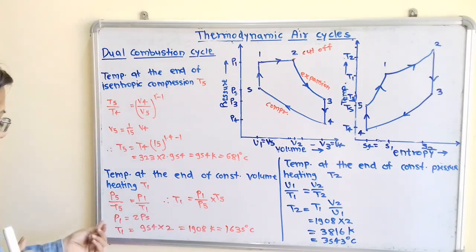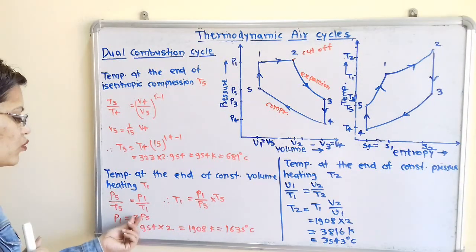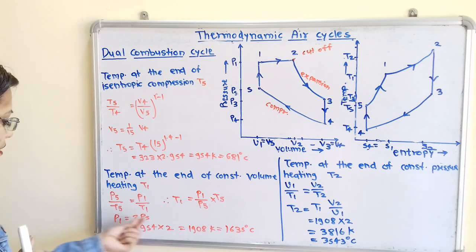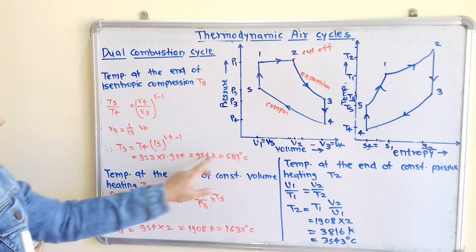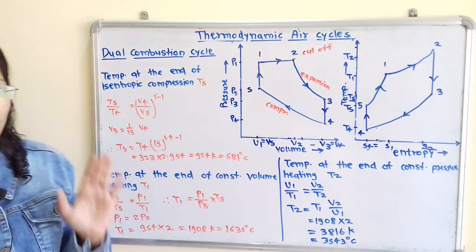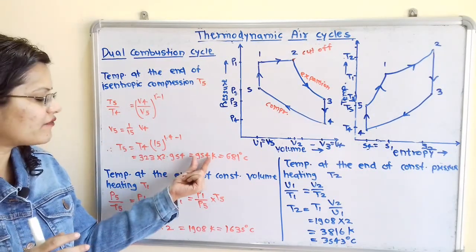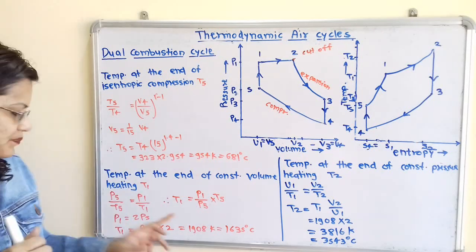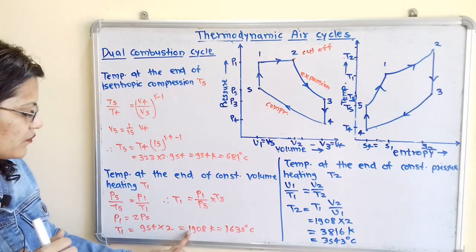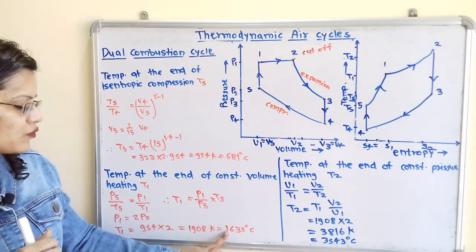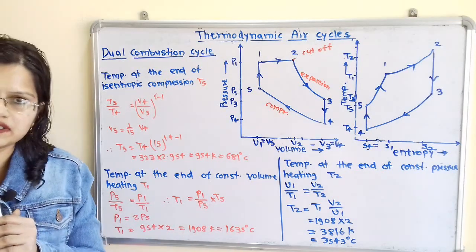But in the given data, it is given P1 is equal to 2P5. So we can develop here P1 by P5 is equal to 2. And T5 is known, that we have calculated earlier. So one thing is that we have to take values only in Kelvin. So here T1 is equal to 954 into 2, that is 1908 Kelvin, which is equal to 1635 degree Celsius.